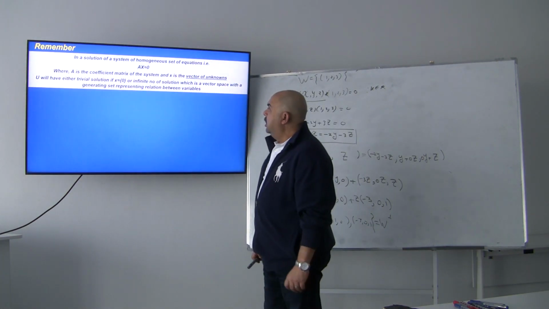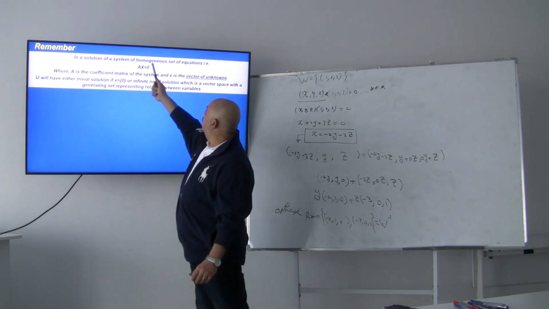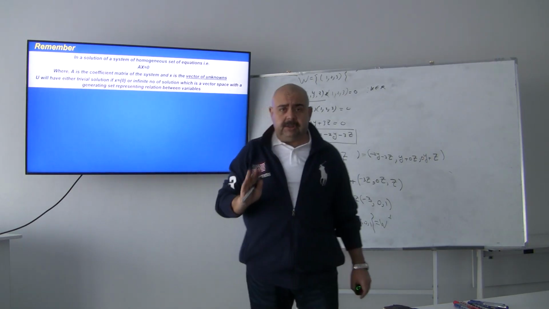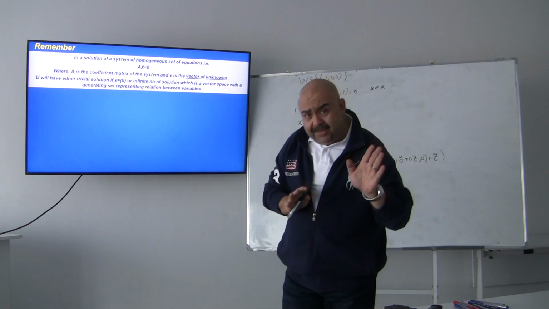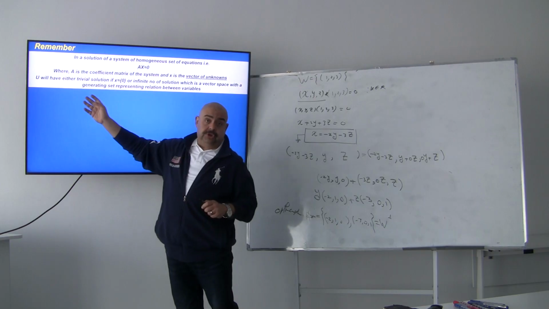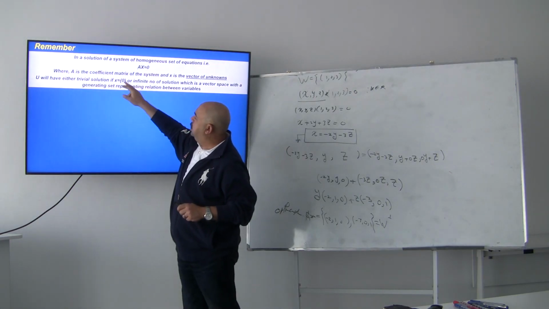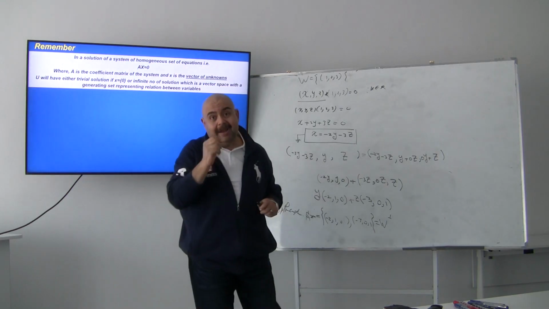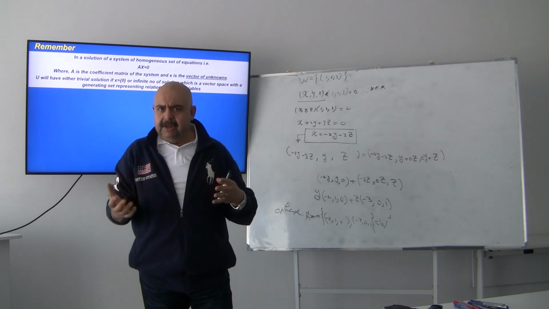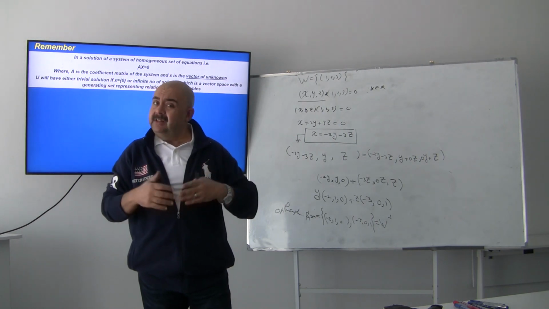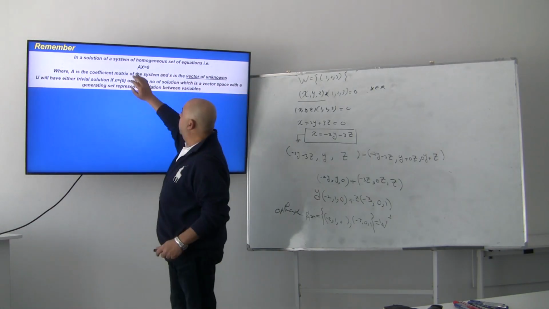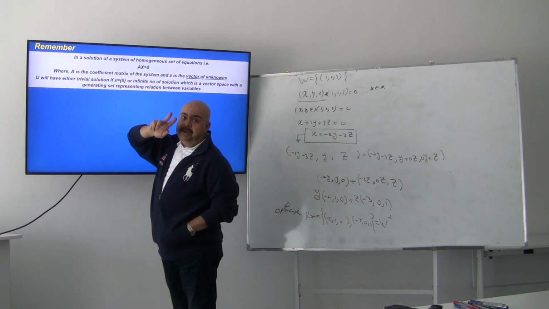Let's see. Remember, in a solution of a homogeneous system of equations, if you have Ax equal to 0, you have only two possible cases. Either the solution set is the trivial solution, which means that x is all equal to 0. And remember, this is the way I used to check if you have a bunch of vectors, whether they are linearly independent or not. But now, for the time being, I'm trying to solve a homogeneous system. So if you are trying to solve this system, you will be between two alternatives.